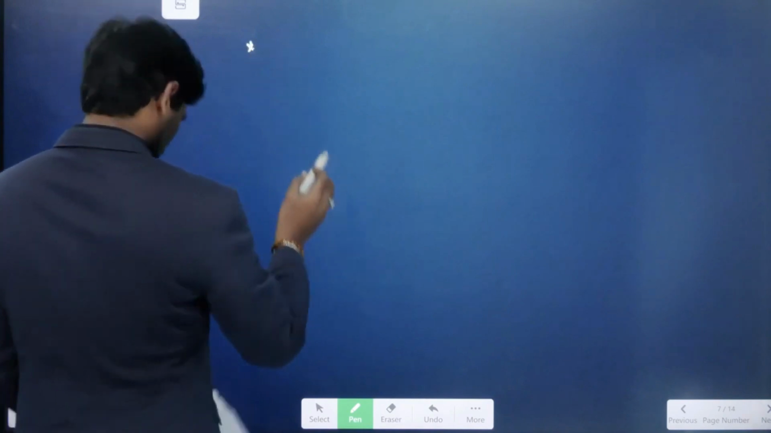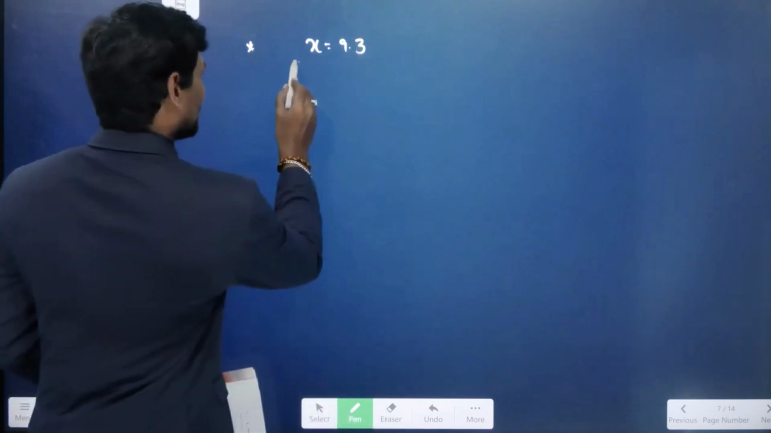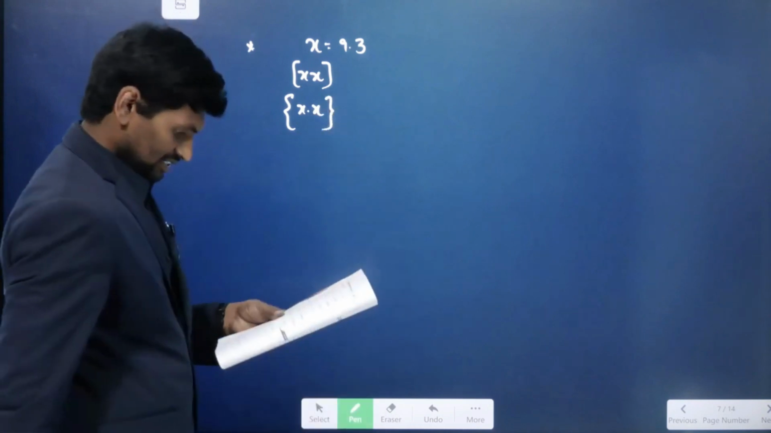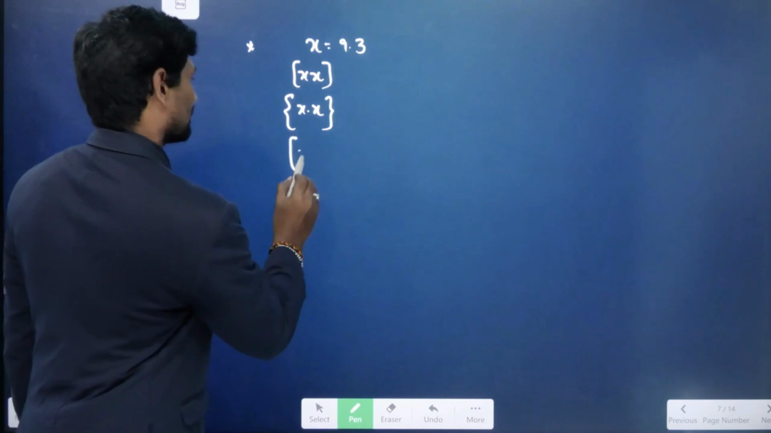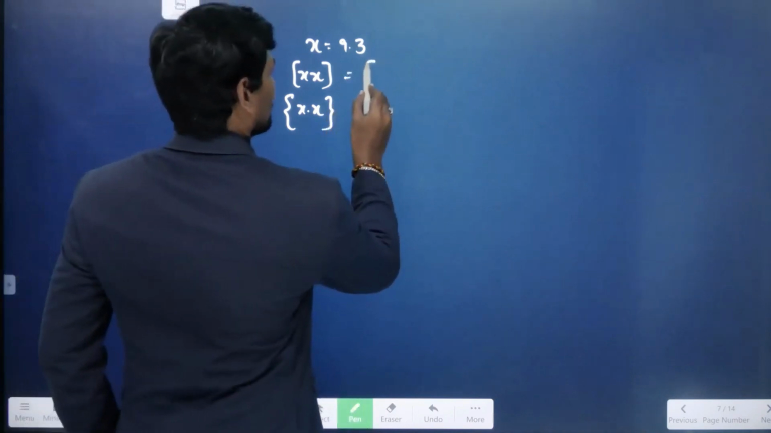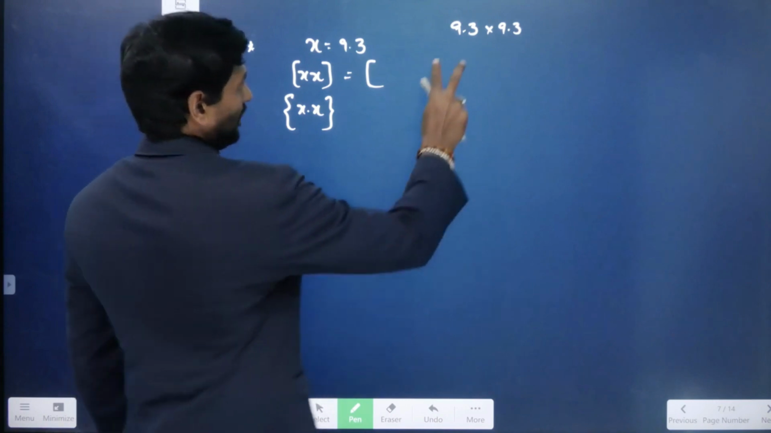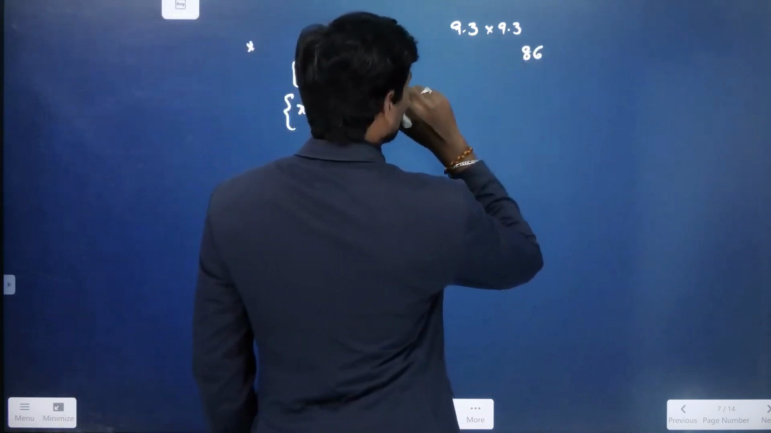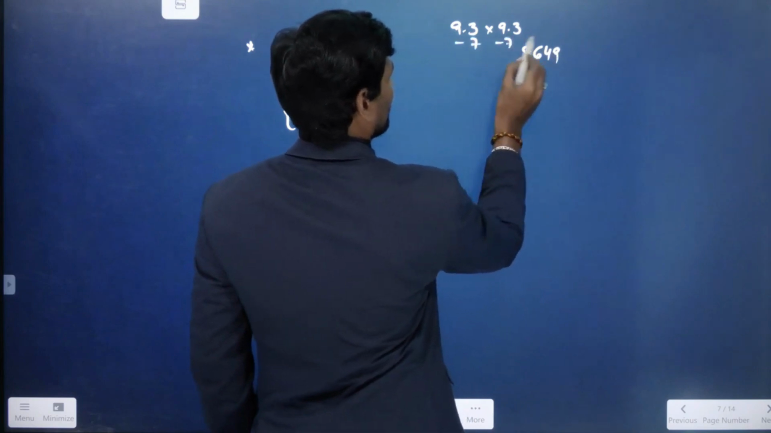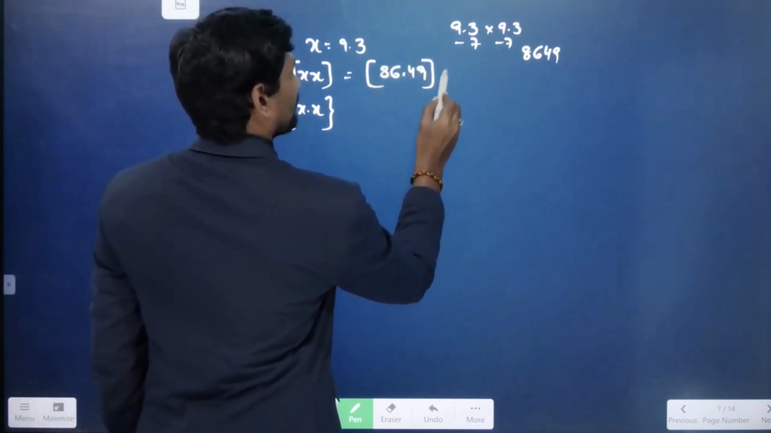Let us take the next question. Here the x value is 9.3, and we need to identify the greatest integer of x into x, and the fractional part of x into x, as well as the greatest integer of x into x. Let us find the greatest integer of x into x. x into x is 9.3 into 9.3, 93 93s, which is 8649. That is 86.49, and the greatest integer of 86.49 is 86.